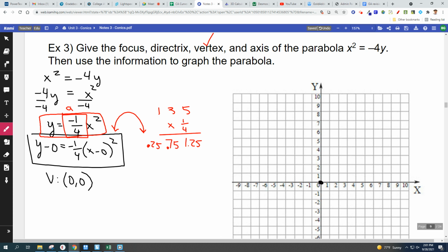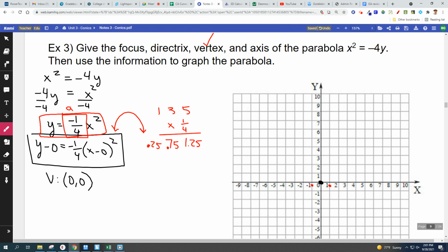I already know which direction to go. I'm just going to make my pattern fit. Again, if you don't understand the pattern, then you have to just start plugging stuff in. Plug in 1, plug in 2, plug in 3, plug in whatever you want. Make an XY table, plug it in. I'm not going to do that, though. We're going to go down 0.25 and over.